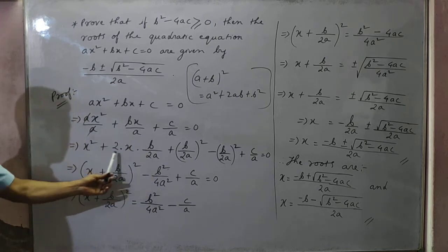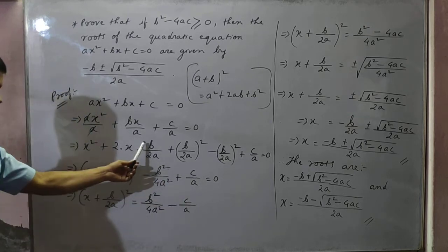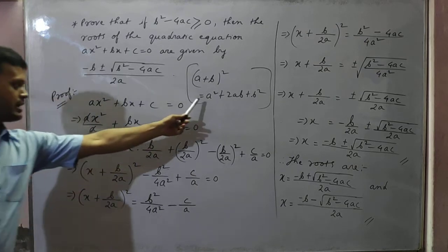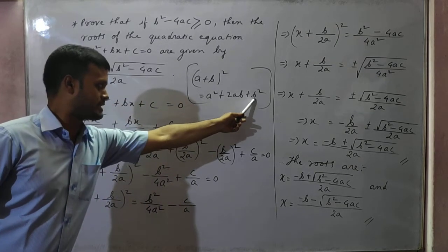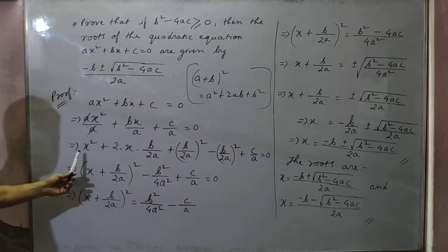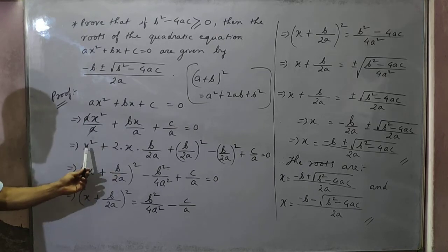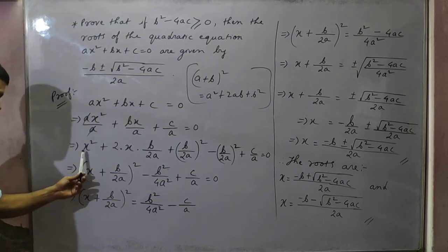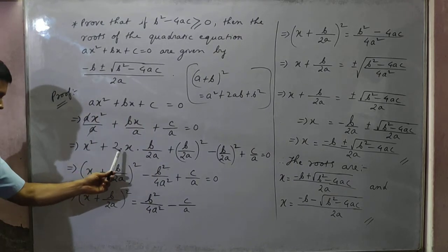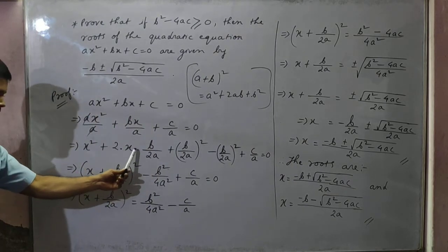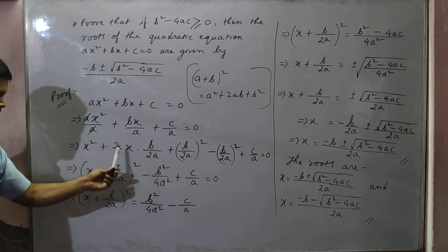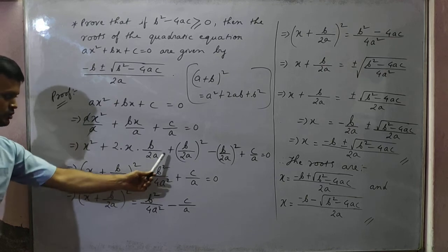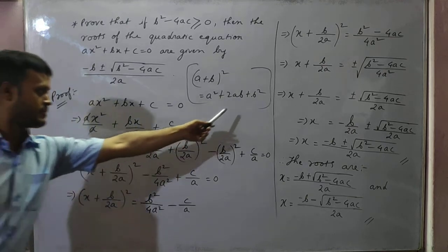So a square plus twice a b plus b square. B square means b by twice a whole square. At last we must write b square. Here you assume x to be a. So x square, that means a square, plus 2 into a, that is x, into b. What is the value of b? B by twice a, because 2 cancels, it will become bx by a. So plus b square, b by twice a whole square.